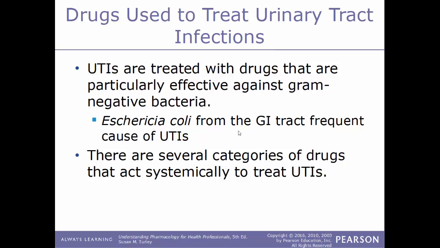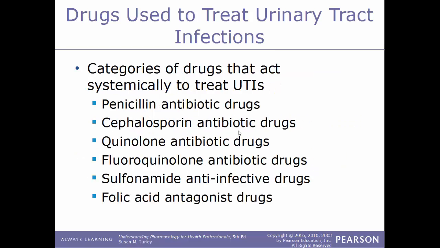Alright, now we'll talk about drugs that are used to treat urinary tract infections. Urinary tract infections, or UTIs, are treated with drugs that are particularly effective against the gram-negative bacteria that cause the infection. A frequent cause of UTIs is the bacteria E. coli. And there are several categories of drugs that act systemically on a patient to help treat UTIs.